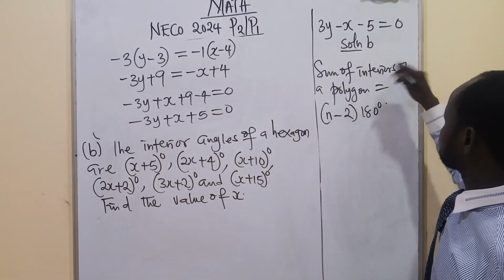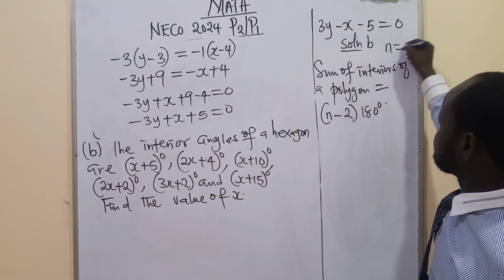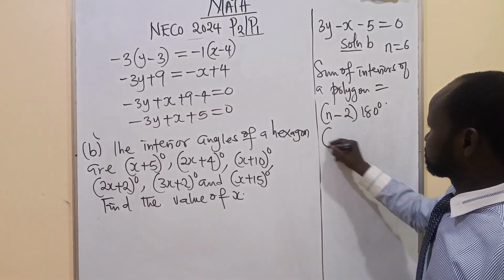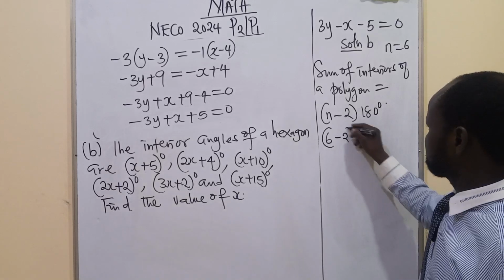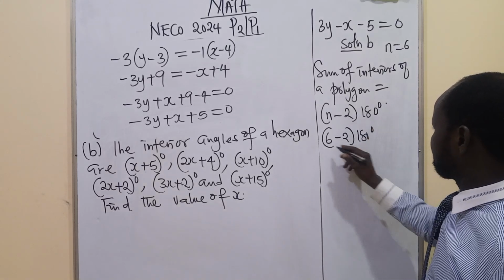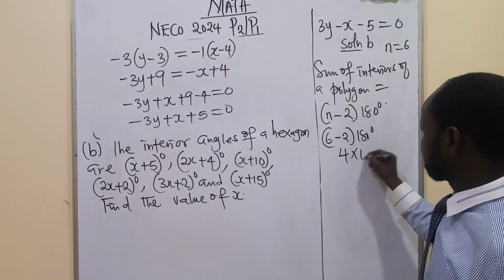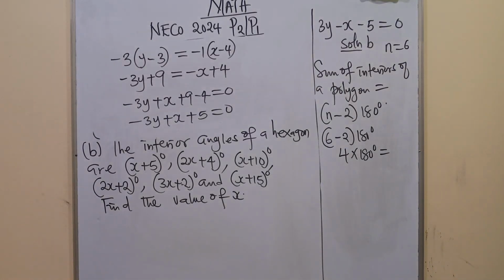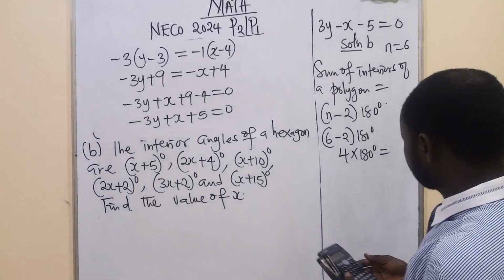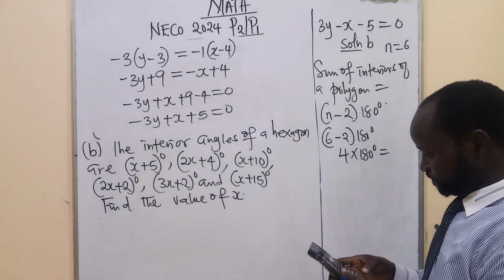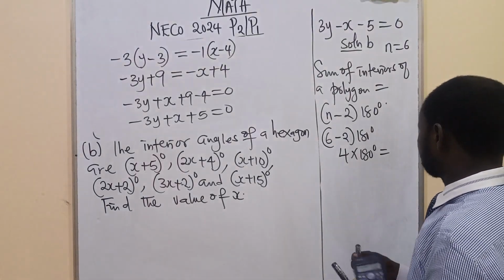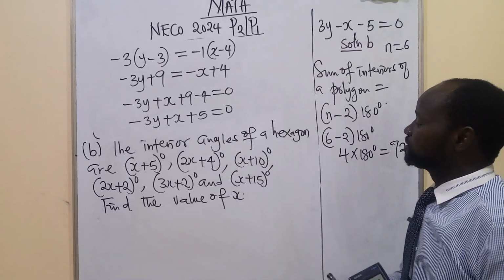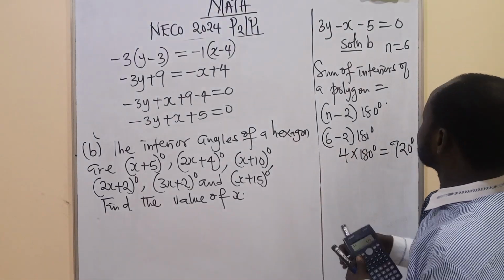So in place of n, since we are talking about a hexagon, n is 6. So we substitute n equals 6 into this. So this will be 6 minus 2 times 180. 6 minus 2 is 4, times 180 degrees. Let's use our calculator here. 4 times 180, that will be 720 degrees. So the sum of interior angles of a hexagon is 720.